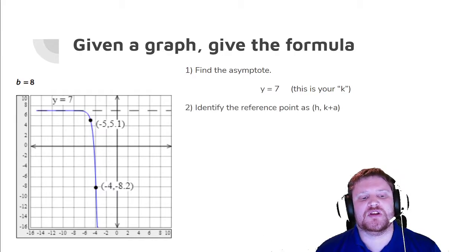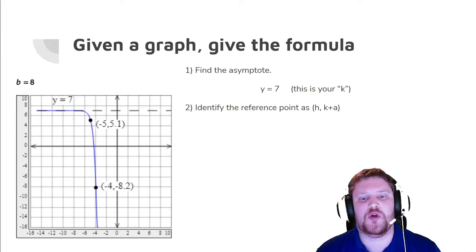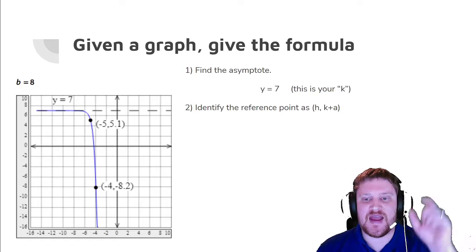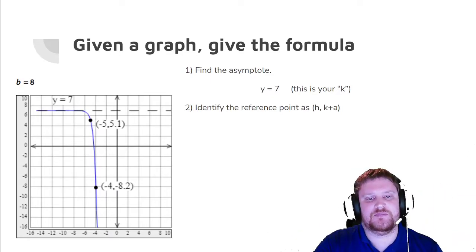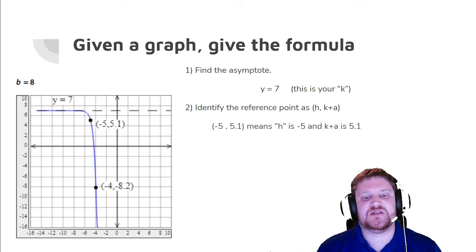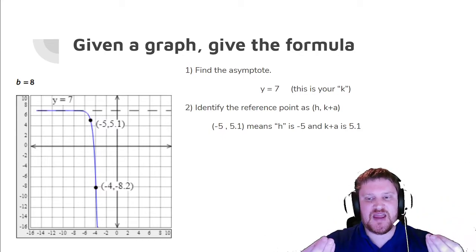Next thing to do is notice that they've given you a point. -5, 5.1. That point we're going to call a reference point, and it's going to be h, k plus a. So the x value is your h, and the y value is k plus a. In this case, since we've got -5, 5.1, your h is -5, and k plus a is 5.1.